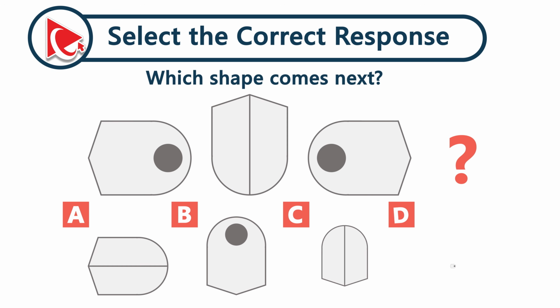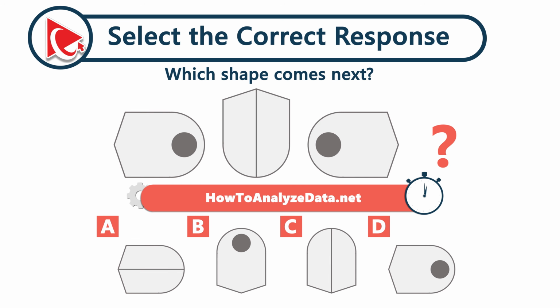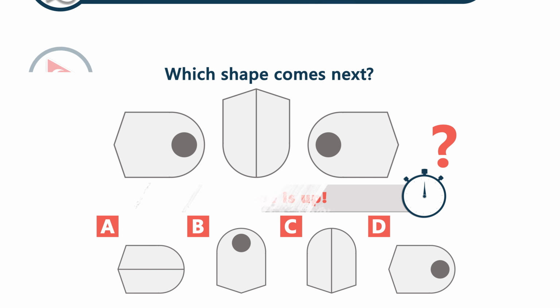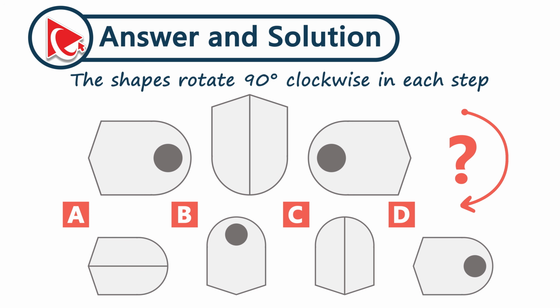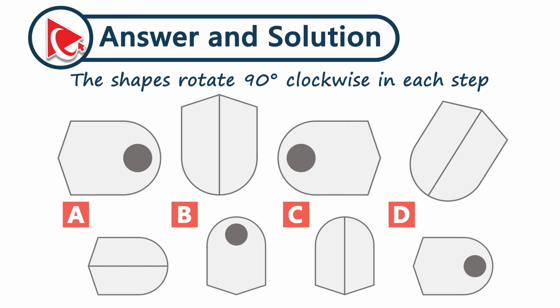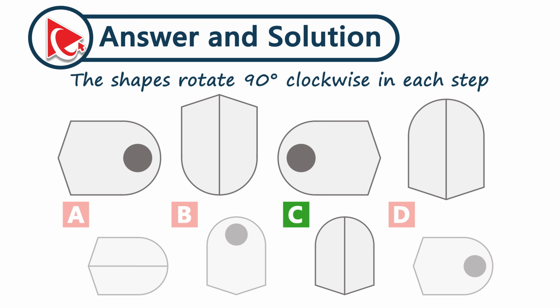Can you determine which shape comes next? The shapes rotate 90 degrees clockwise in each step, and the dot and line elements alternate. The first and third shapes have a dot, while the second has a line, so the fourth must have a line as well. Following both the rotation pattern and alternating pattern, option C is the correct next shape.